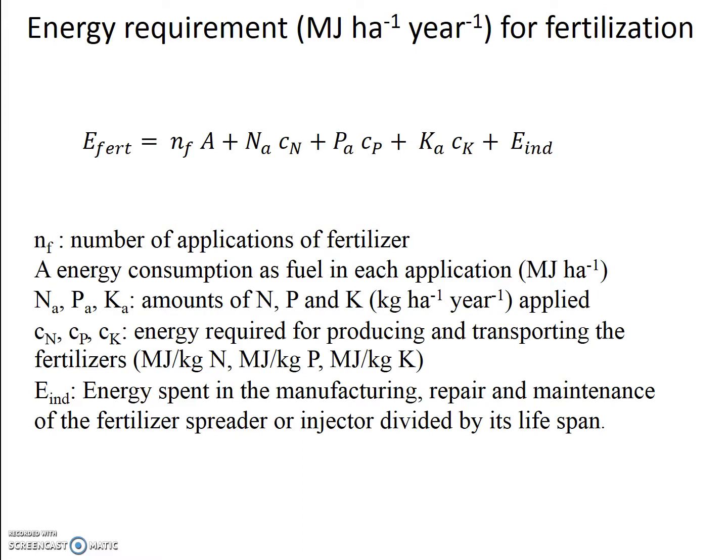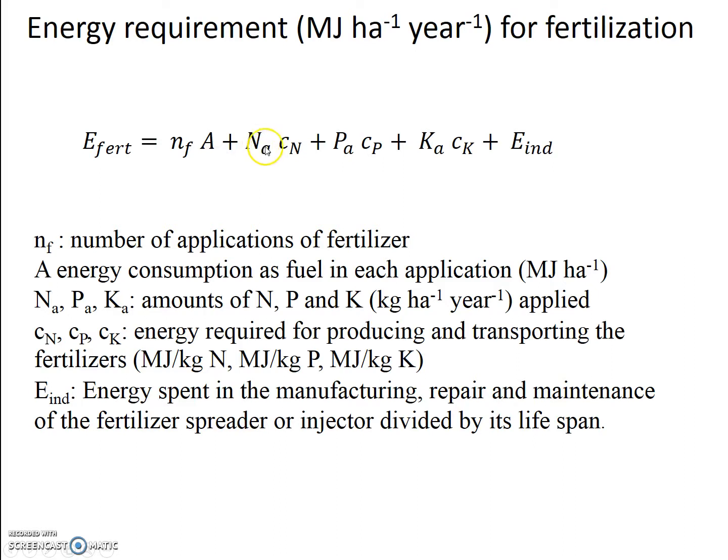For rain-fed systems, the highest energy spender in agriculture is related to fertilization. The total amount of energy required for fertilization can be calculated using this equation. Here, NF is the number of applications of fertilizers and A is the energy consumption per application of fertilizer. So this is a direct component of energy expenditure.